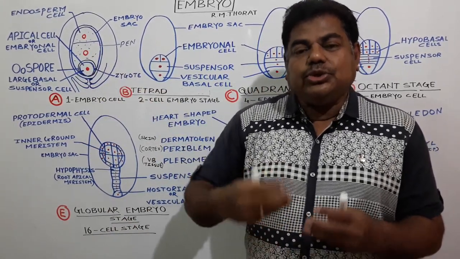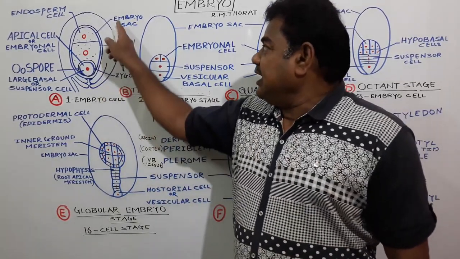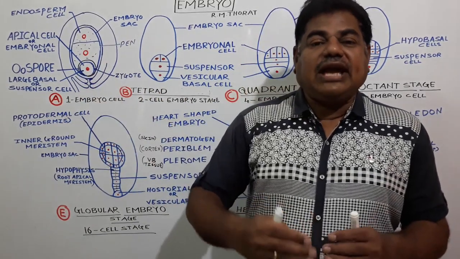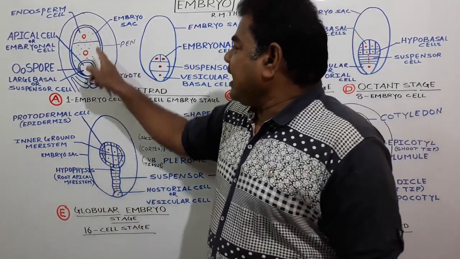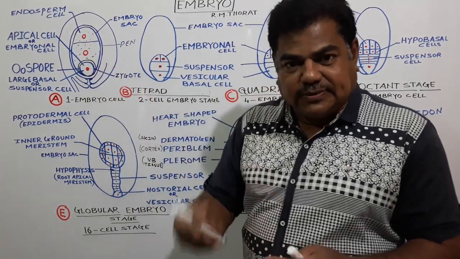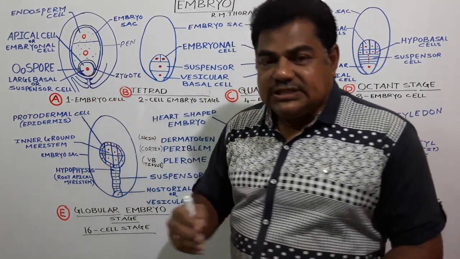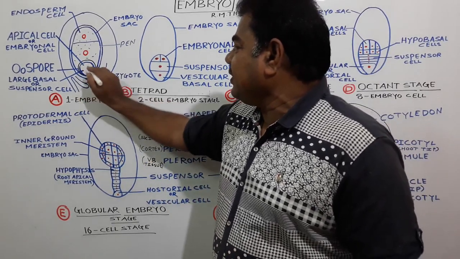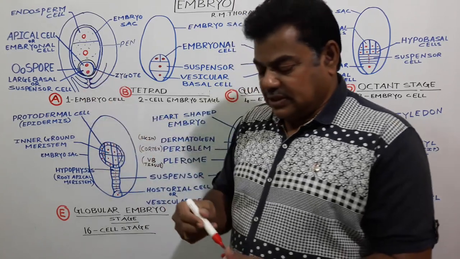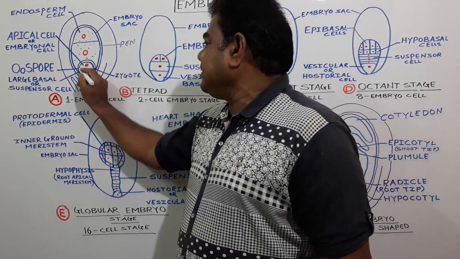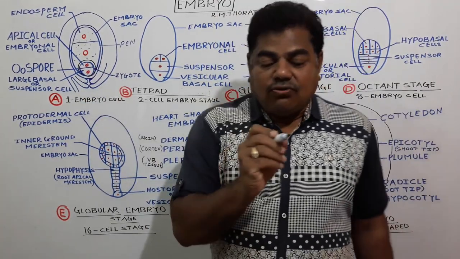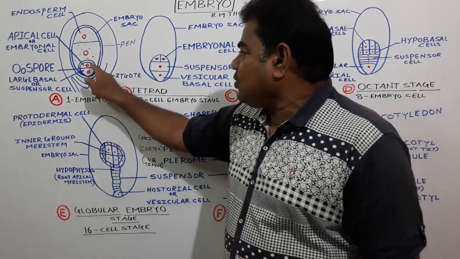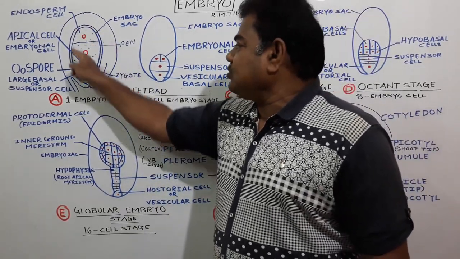As soon as the endosperm, the nutritive tissue, gets formed in this embryo sac, the zygote is assured of nutrition. After the endosperm formation takes place, the zygote, which is diploid in nature, divides. The zygote nucleus divides into two nuclei like this, one nucleus and two nuclei. And here cell wall formation takes place in the zygote. That cell wall formation is a transverse cell wall formation, due to which two unequal cells are formed in the embryo sac.